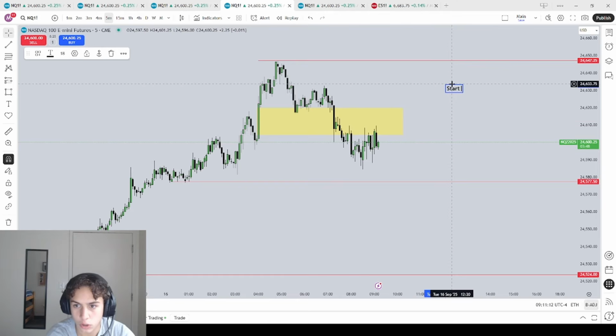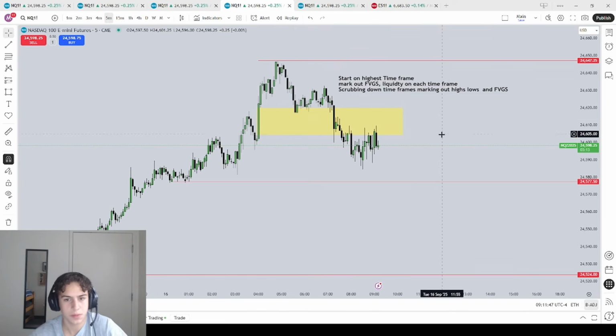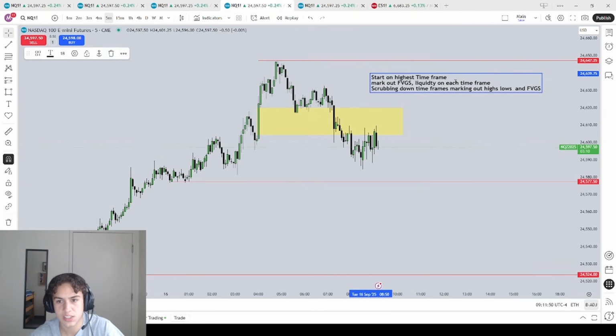You start on the highest time frame, okay? Then you mark out fair value gaps and liquidity on each time frame, okay? And then you scroll down, you keep scrubbing down time frames, marking out highs, lows, and fair value gaps. Okay, and that's pretty much it. You just keep marking out highs, lows, and fair value gaps, and you see.